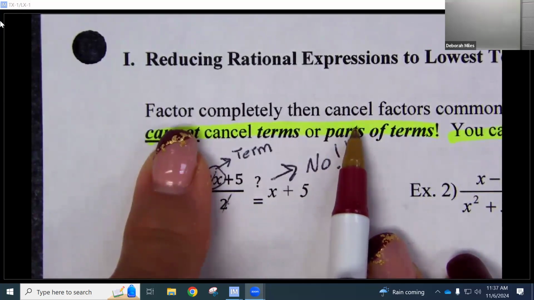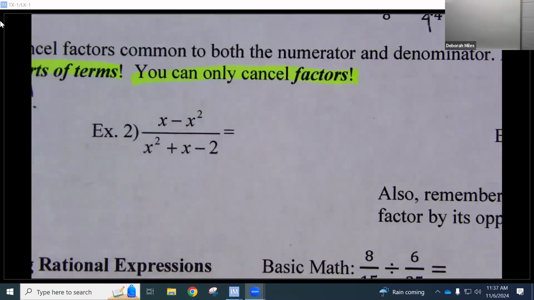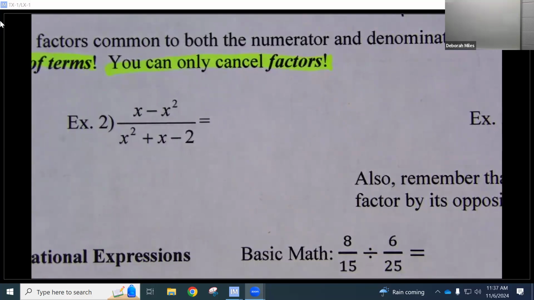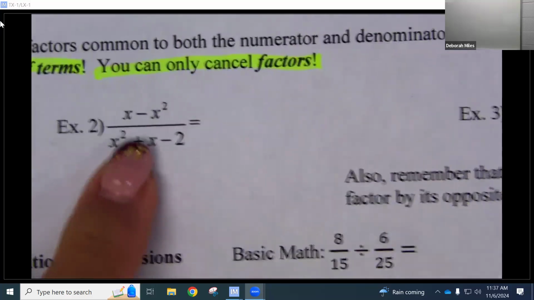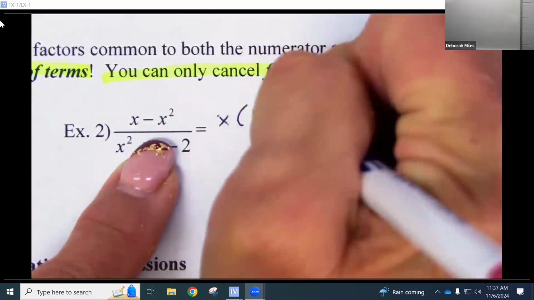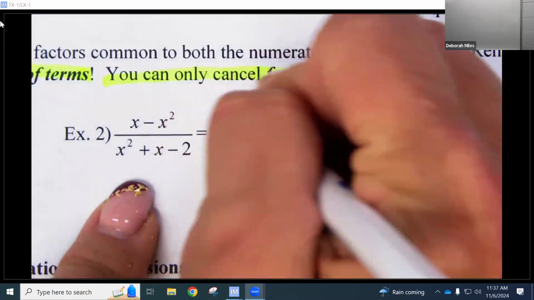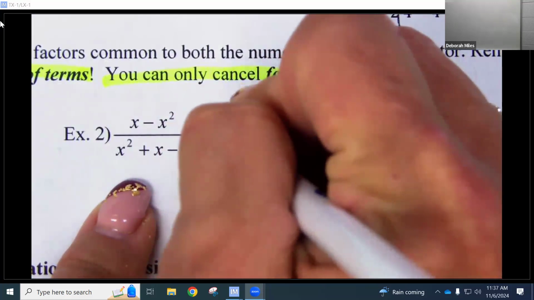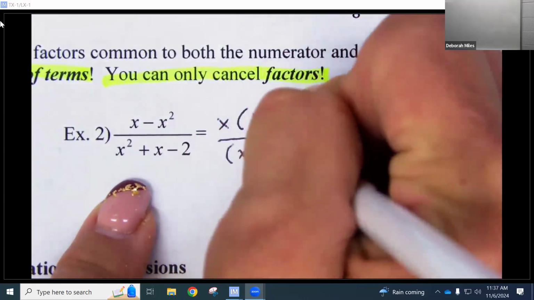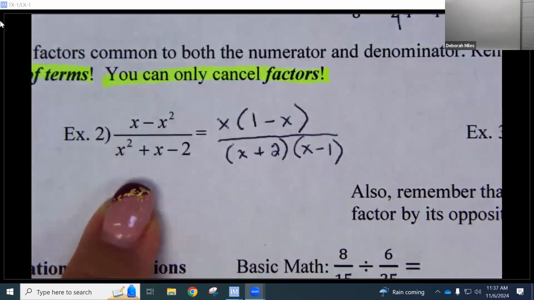Factor completely. All right, now I'm gonna do my factoring fast, just because we've got so much to talk about, and you're supposed to be good at factoring already. In the numerator, there's a GCF. I could factor out an X, and that would leave me a 1 minus X. And I can factor the denominator into X plus 2 times X minus 1.